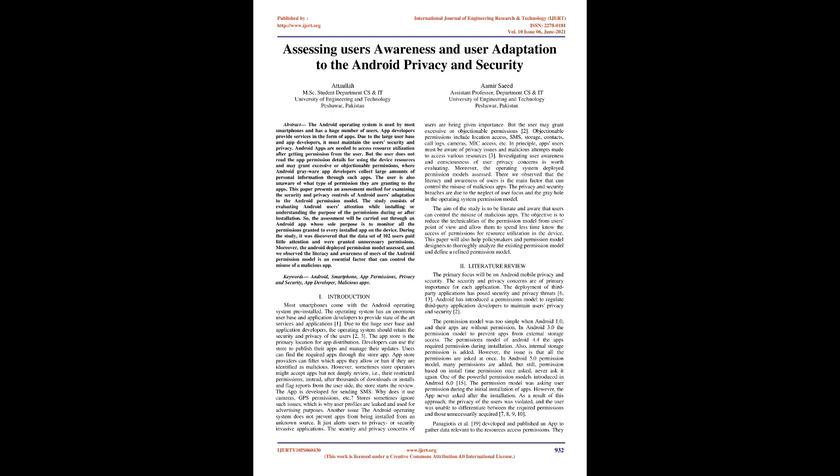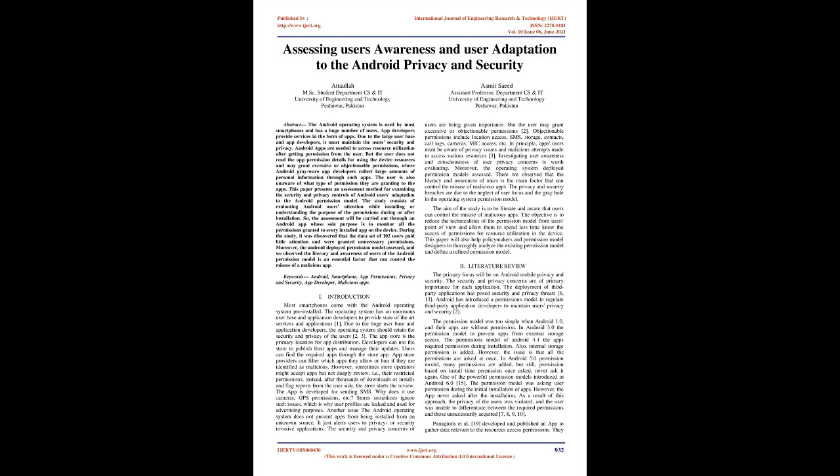The security and privacy concerns of users are being given importance. But the user may grant excessive or objectionable permissions too. Objectionable permissions include location access, SMS, storage, contacts, call logs, cameras, mic access, etc. In principle, app users must be aware of privacy issues and malicious attempts made to access various resources. 3. Investigating user awareness and consciousness of user privacy concerns is worth evaluating.